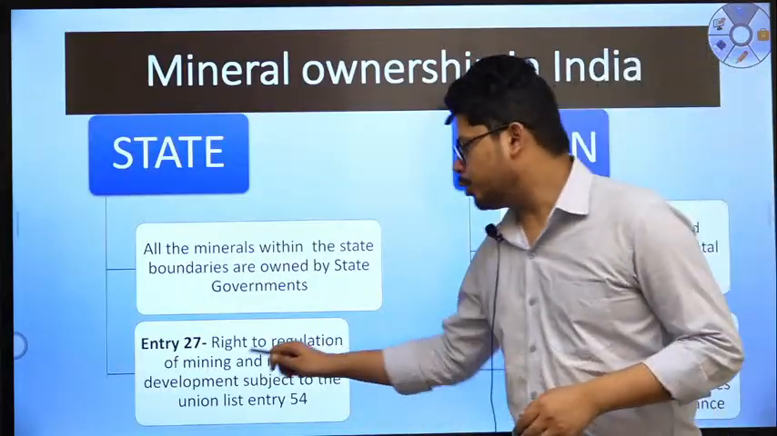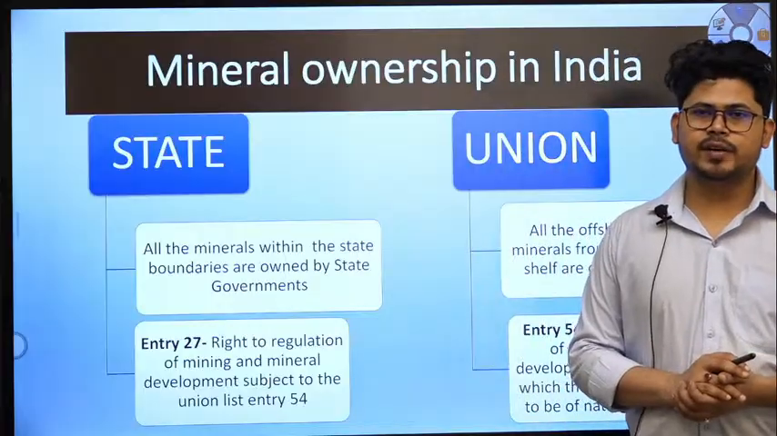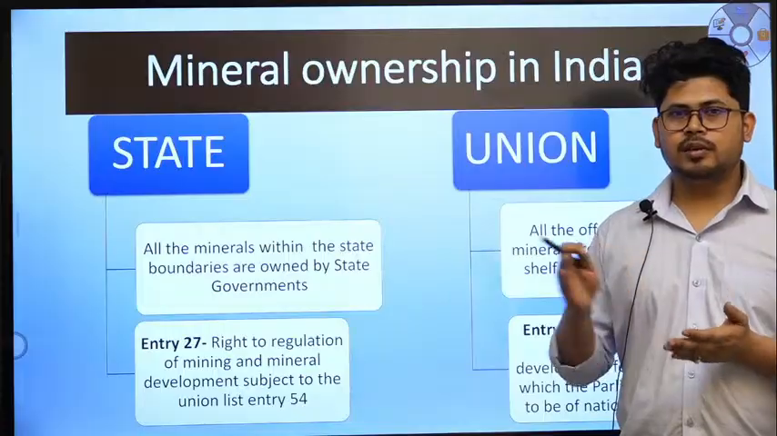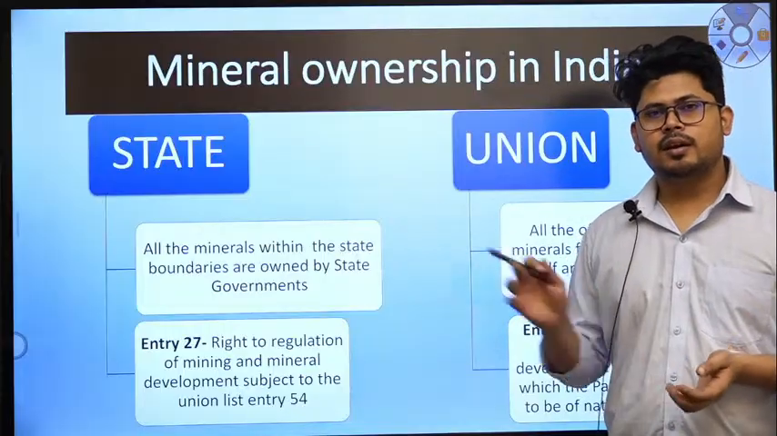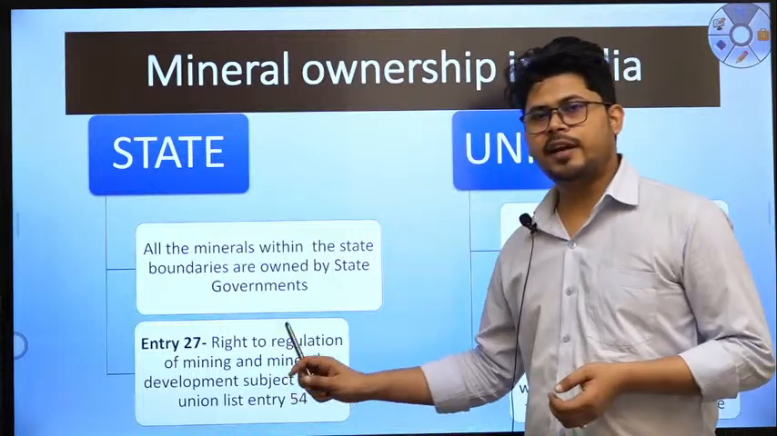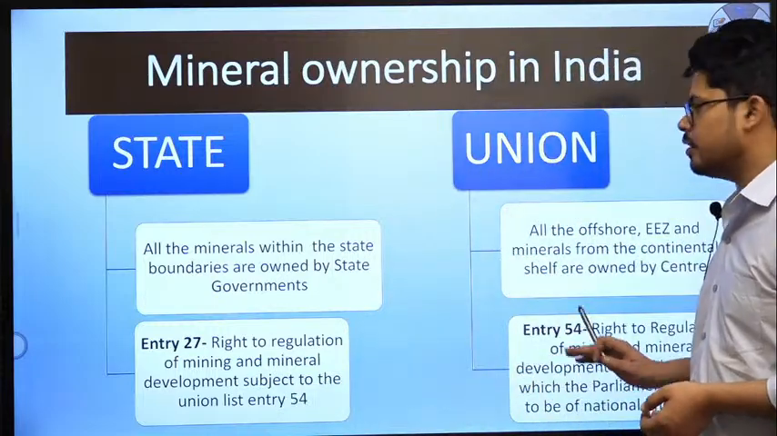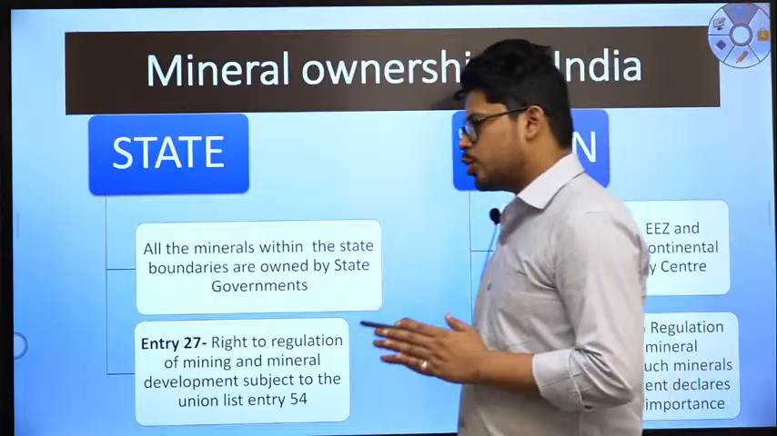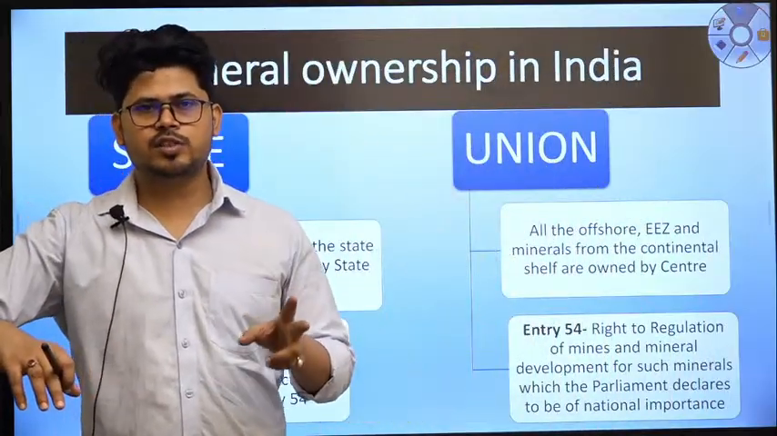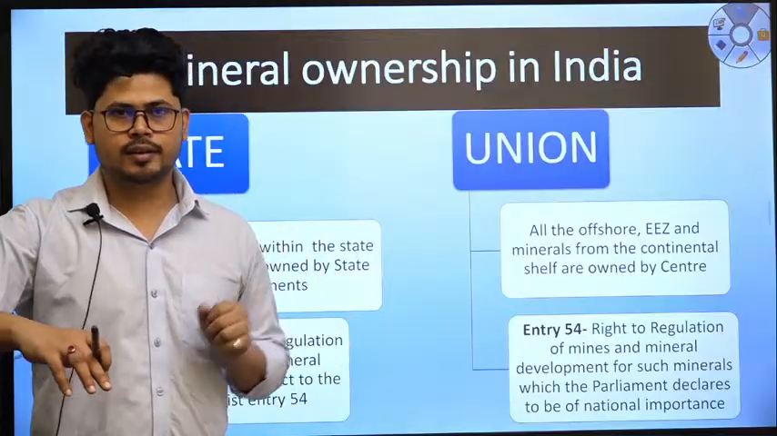It says that the right to regulation of mining activities and mineral development within the state boundary lies with the state government, subject to the condition of entry 54 of the central list. Okay. In the 7th schedule there are 3 lists. The first one is the state list, the second one is the union list, the third one is the concurrent list.